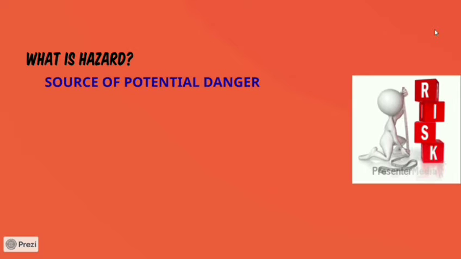Hazard and risk. What is hazard? Hazard is a source of potential danger. It also has different elements like chemicals, excessive noise, fumes, and electricity that act as hazards in a workplace, and the hazard may remain the same even if the risk is minimized.